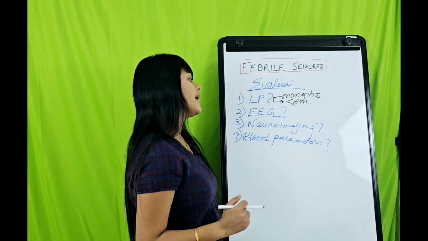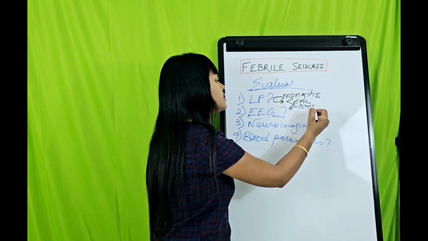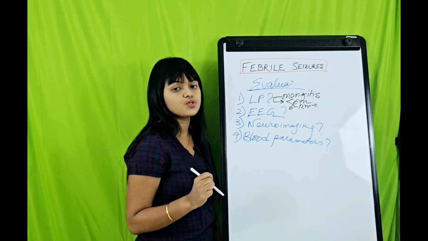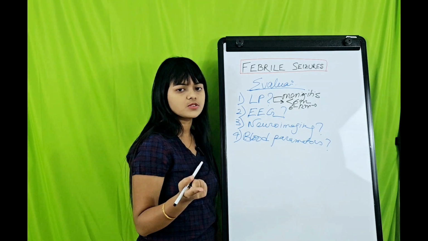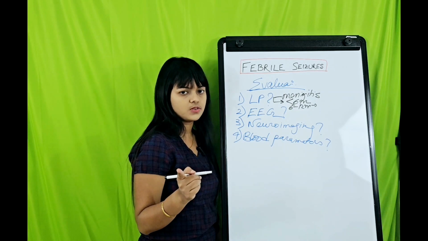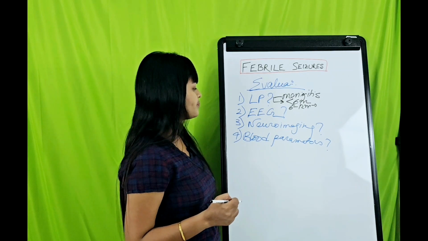And for 6 to 12 months, if the vaccination status is unknown to you, what are the vaccines you should look for in this case? Yes, of course, it will be H influenza and streptococcus pneumoniae, right? So then you are going to do LP.